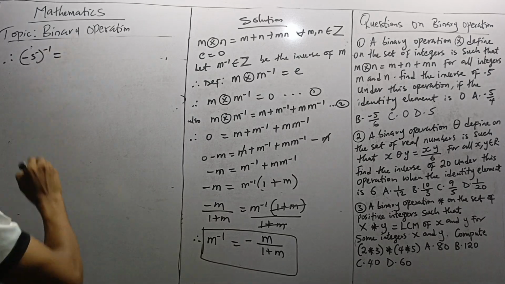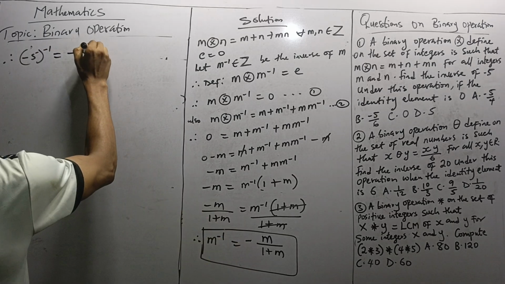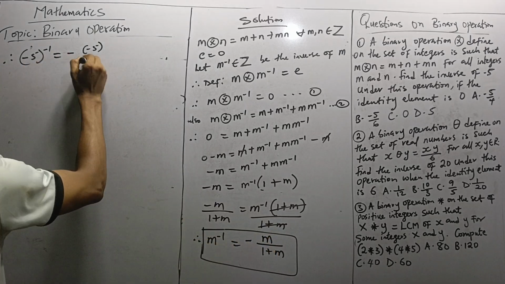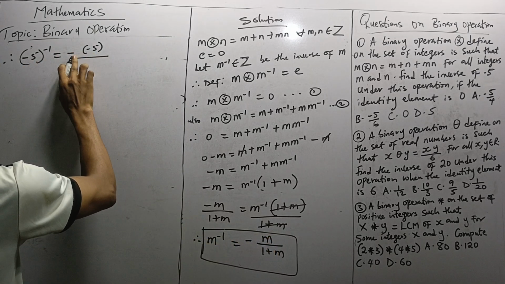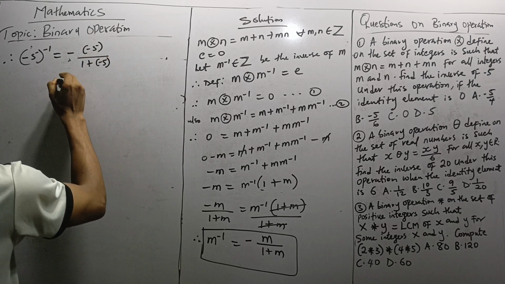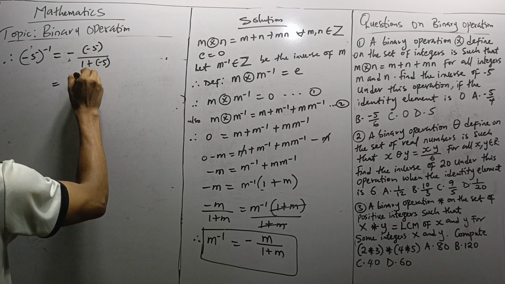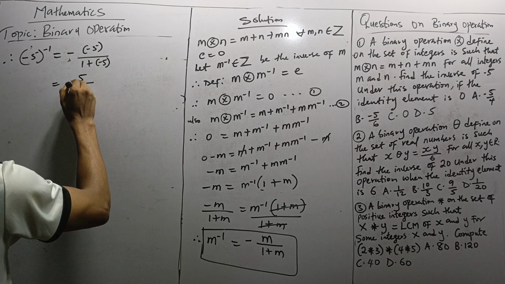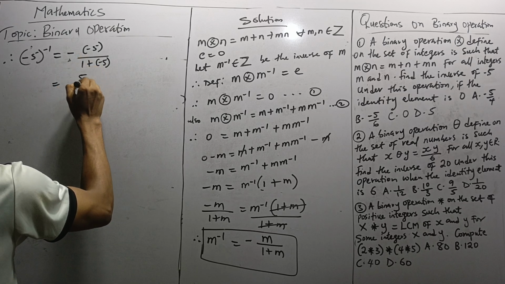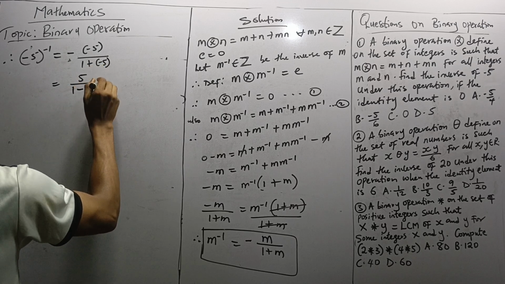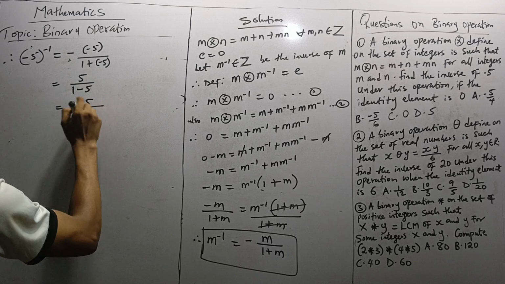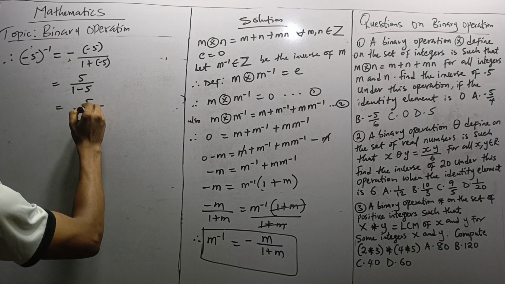So this will be equals to minus the negative 5. Wherever you see m, you put negative 5, all over 1 plus negative 5, which is equals to minus times plus, which is 5, all over 1 plus minus, what? Sorry, this is 1. Plus times minus is minus 5. So this is going to be equals to 5 over 1 minus 5 is what?